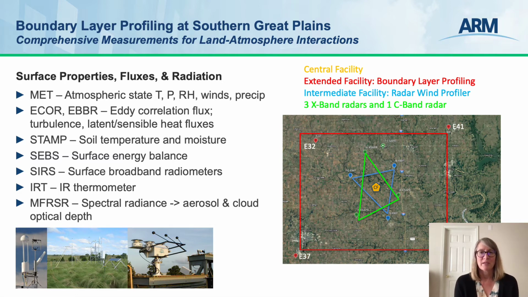Also located around the central facility, around 15 kilometers from the central facility, are a network of radio wind profilers, which are denoted in blue on the map, and a network of X-band radars and a C-band radar, denoted in green, to support the deep convective science objectives. These locations were chosen to represent the inhomogeneity of surface properties from the Arkansas River to the east, which is a hillier terrain, to croplands and pasture across this east-west gradient across the Southern Great Plains domain.